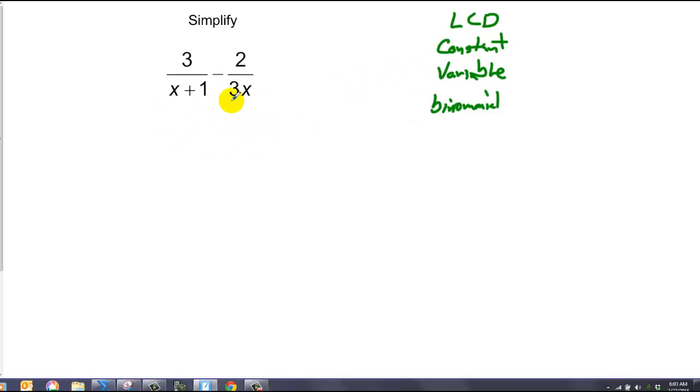So if I look at my constants, that's just 3 right here. 1 is not a constant because it's linked with this binomial. So I'll take and say my constant is 3. My variable in this case is x. Again, this is a binomial. Even though it has an x, I don't consider that part of the variable LCD. And my binomial term is x plus 1. So all of those need to go into my LCD, which in the end is going to be 3x times x plus 1. So I'll write that down twice.